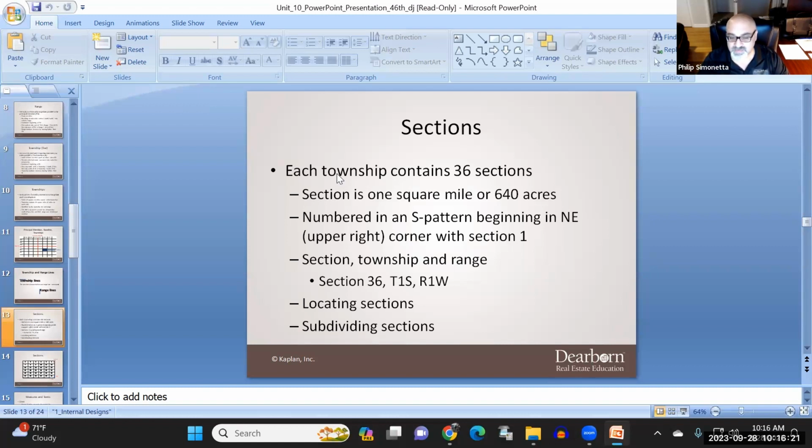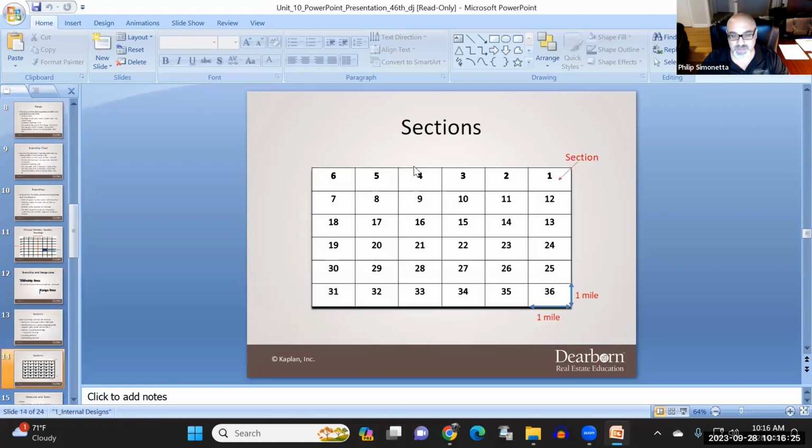And then you would locate the section and then find the subdividing sections. So this is what it looks like. Here, this would be a section, right? There would be 36 of these. This is 1 mile by 1 mile. So inside that big township of 6 miles by 6 miles, you're going to have 36 blocks, 1 by 1, and they're numbered 1, 2, 3, 4, 5, 6, 7, 8, 9, 10, 11, 12, 13, all the way down to 36.